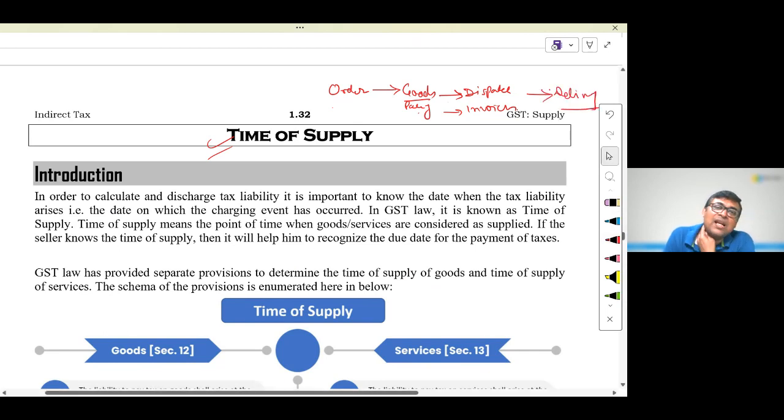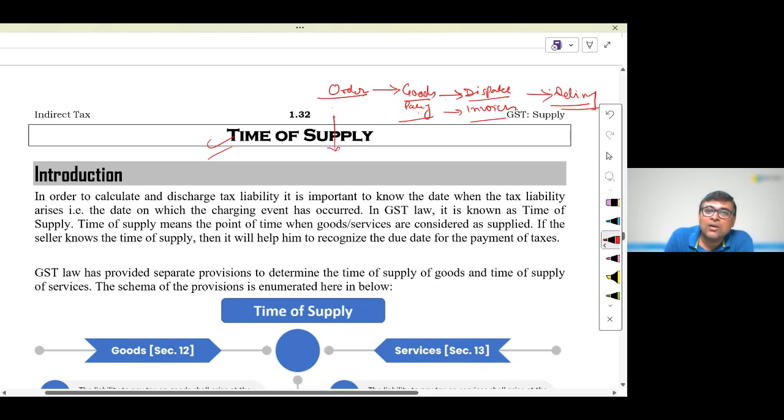So the question arises: at which point of time is GST considered applicable, or triggered? When you are getting the order, when you are packing goods, when you are dispatching goods, when you are preparing the invoice, when goods are delivered to the customer, at which point can we say that it is supply and you are liable for GST? It may happen that this process is not completed within a couple of seconds.